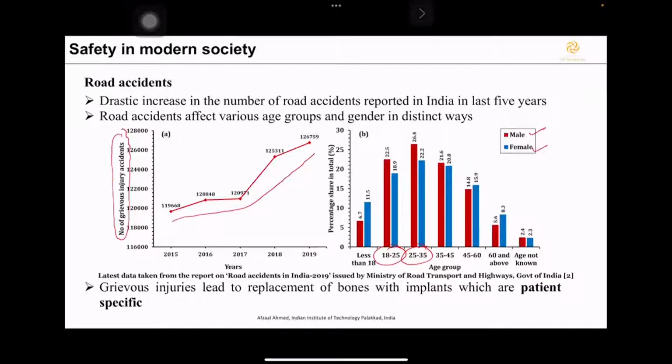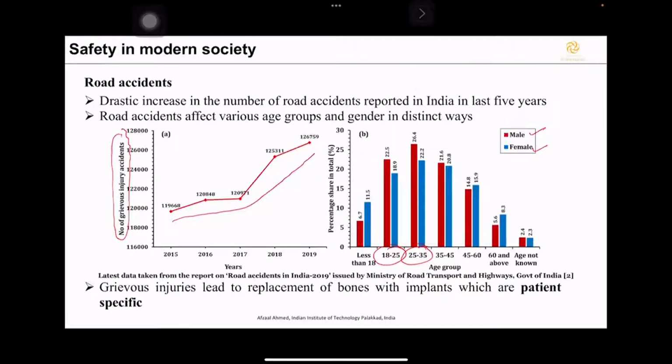Okay, these people, this age group, are mostly on the road, be it female or male. So by this particular graph, what I wanted to show here is that the age-wise and gender-wise requirement of these implants also varies. So you see the diversity of the demand in the implant industry. Male and female bodies are not the same, first thing.